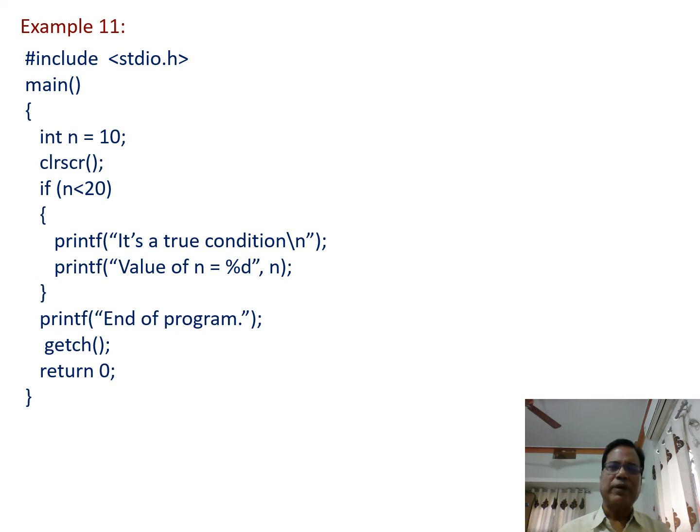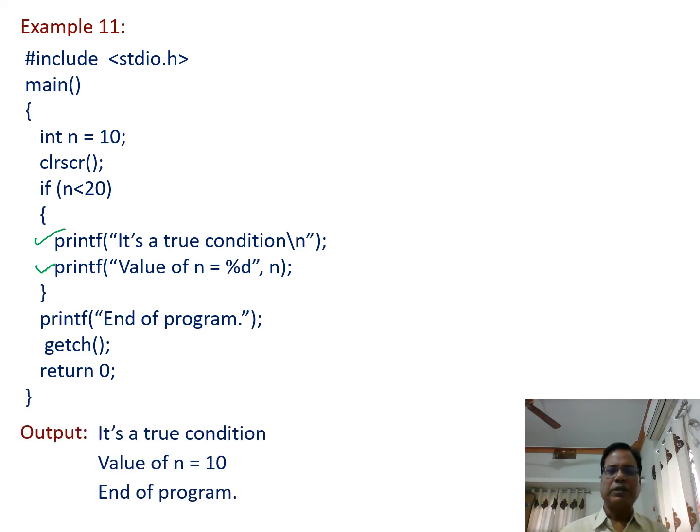Now let us take another problem. In that one, the condition is n less than 20, and this condition is true. Naturally, when the condition is true, these two statements, the body of the if statement, are to be executed, as well as the next printf statement that prints the end of the program on the output screen. So in this way we will find the output of this nature. It's a true condition, and value of n equal to 10 is printed, and out of this block the printf function prints the end of the program.